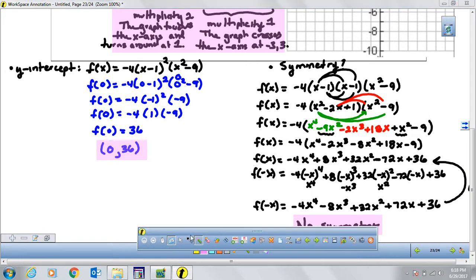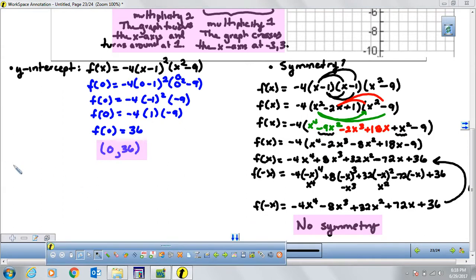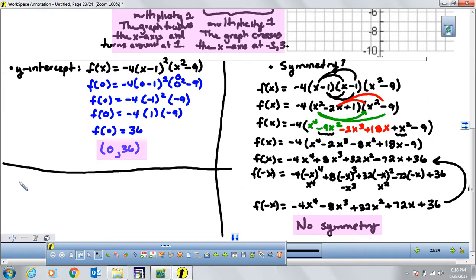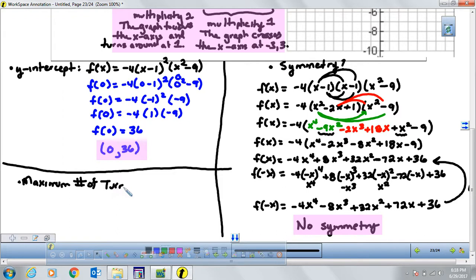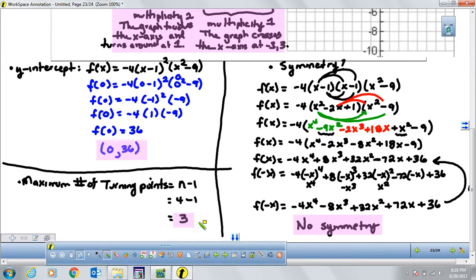And the last item for this function is going to be number 5. We're going to determine the maximum number of turning points. The formula for the maximum number of turning points is n minus 1, where n is the degree. What do we say the degree of this function is? As you can see here, the degree is 4. So it's going to be 4 minus 1, which means that this function has at the most 3 turning points. Remember, that doesn't mean that it's going to turn 3 times. It could turn fewer times than that.